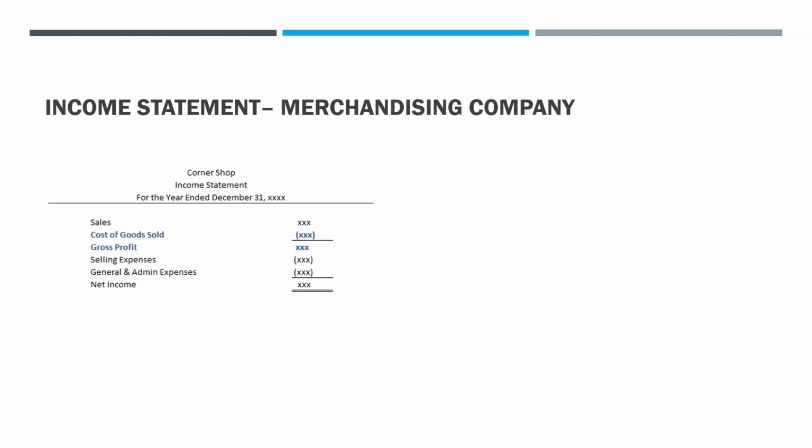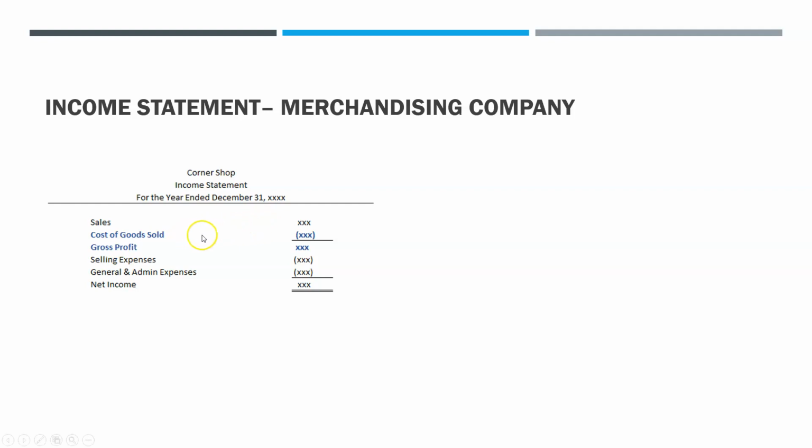Next is the income statement of a merchandising company. This income statement is a multi-step income statement. So they'll list the sales, that's sales of products, and then sales is typically net sales. But for the purpose of this class, we're not going to go into net sales, but sales.